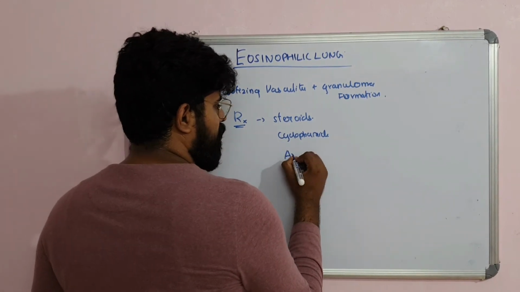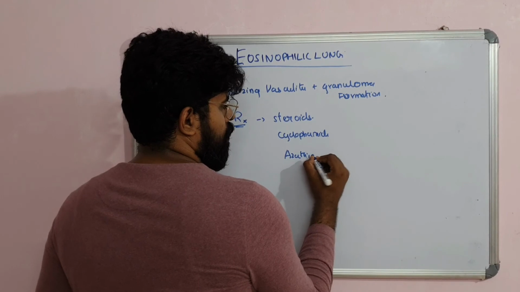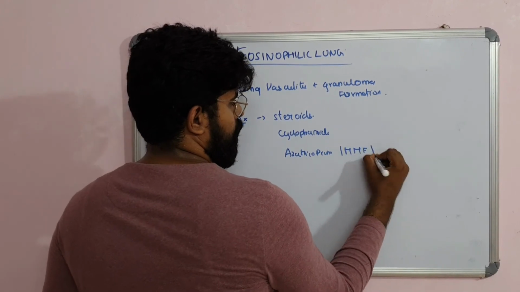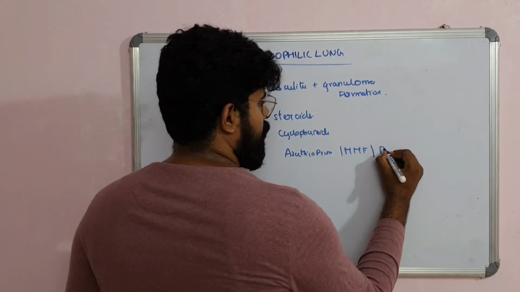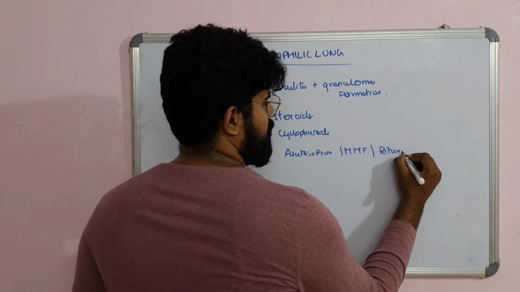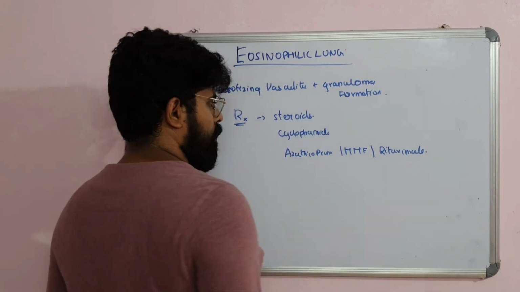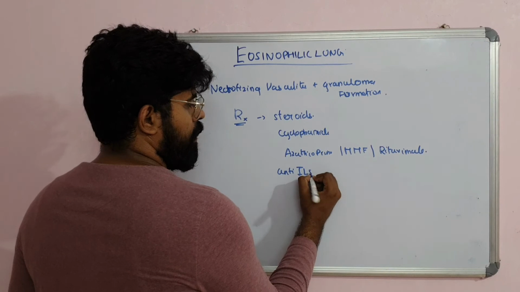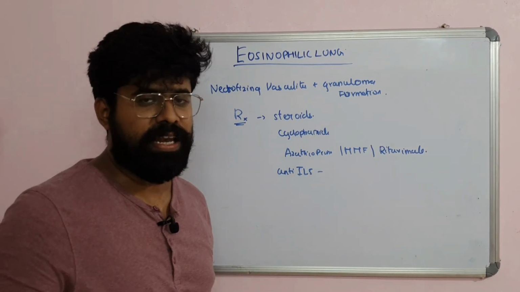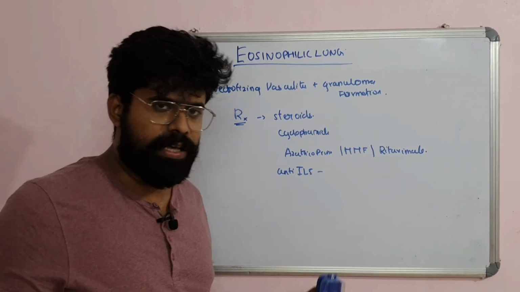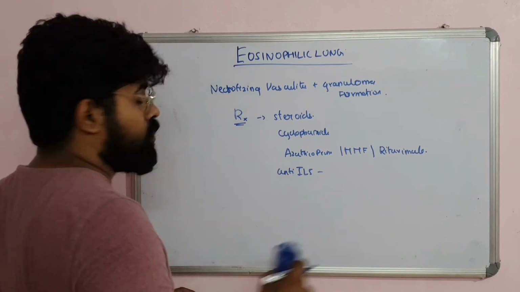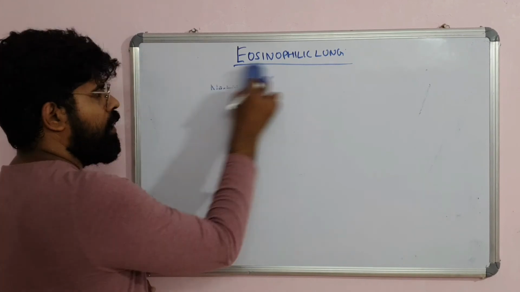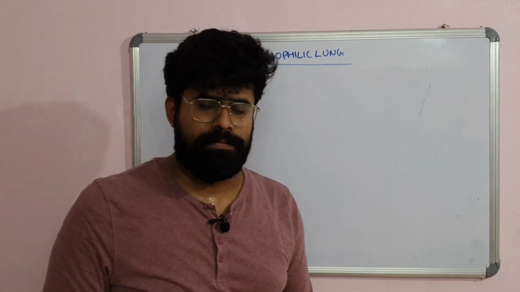Then maintenance can be tried with azathioprine or mycophenolate mofetil, MMF. Rituximab can be tried in refractory cases. Then anti-interleukin 5, mepolizumab. This drug is recently being studied extensively for use in eosinophilic lung disease. In most eosinophilic lung diseases it can be tried. So this sums up our discussion on EGPA.